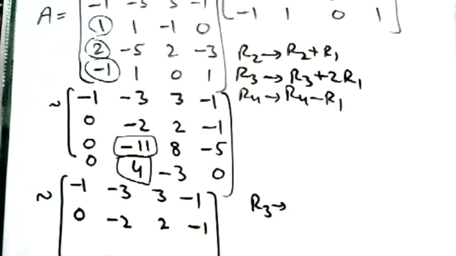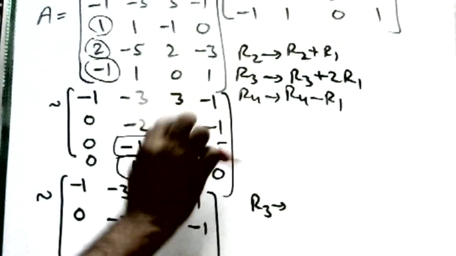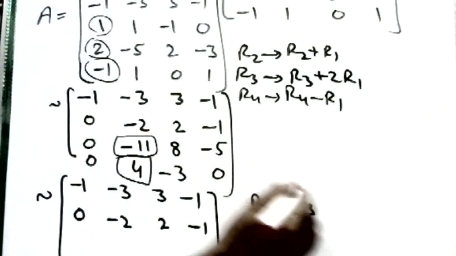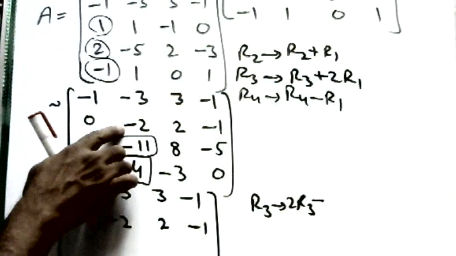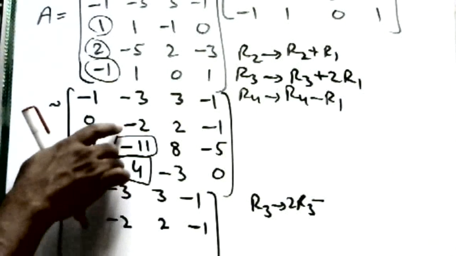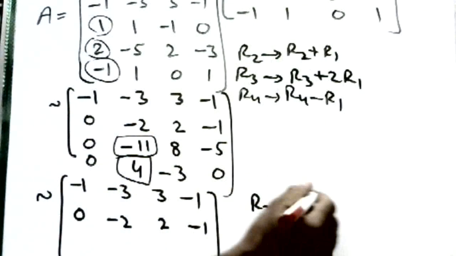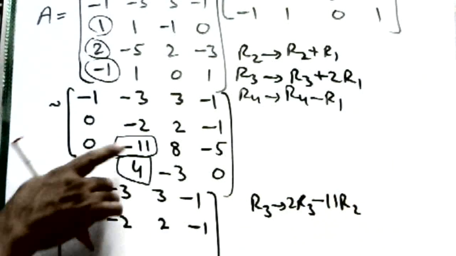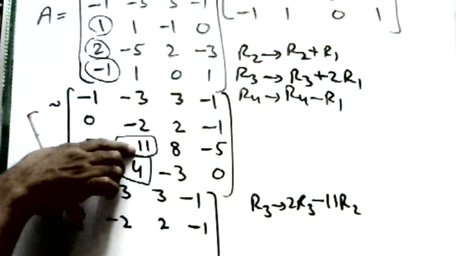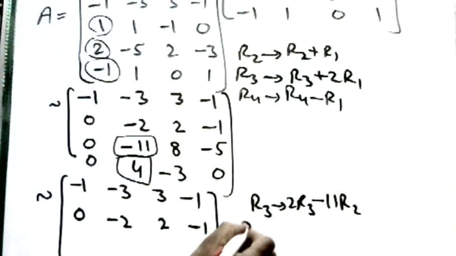Watch carefully, I am writing R3 implies, R3. See here, this is R3, so multiply with 2, so 2R3. Both are minus, so they will not become 0, so we write minus in between. Minus of minus will become plus. So multiply this with 11, 11R2. In these cases, when we do not have 1, you have to multiply this number with this number and this number with that number.